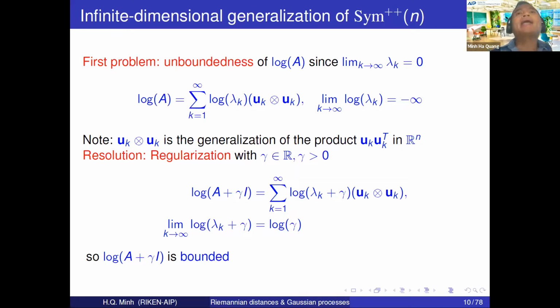So what we can do is regularization. We can add gamma I, where I is the identity operator and gamma is greater than 0. If we do this, then log of lambda k plus gamma is always bounded. When k goes to infinity, it just goes to log of gamma. So this whole thing is bounded, and we solve this problem.